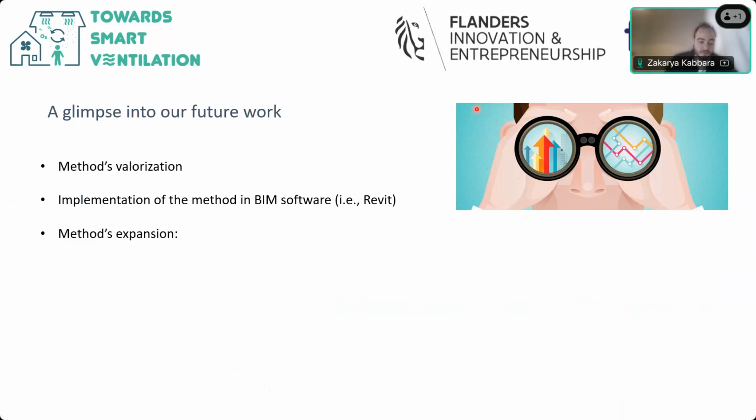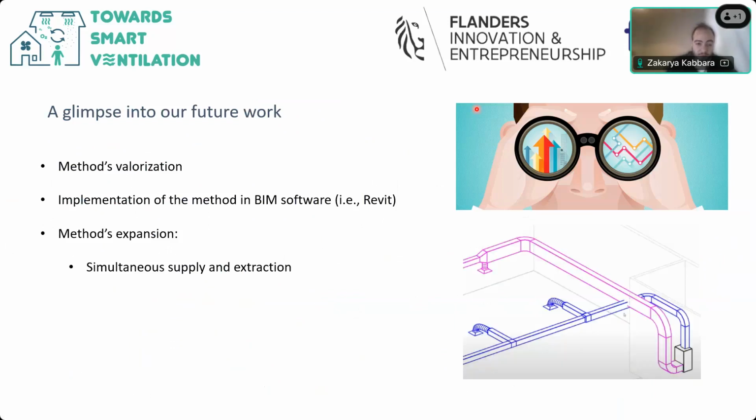Finally, we want to do some further research to expand the method in two regards. First of all, going for simultaneous supply and extraction. Now, what we do is we design one system at a time, either the supply or the extraction. However, when putting the two optimized designs together, we may deal with a case like this, having collisions. Here it's explained on a very simplified example, but when the case is bigger, you may deal with more collisions. So we look forward to tackling this issue in our future work.